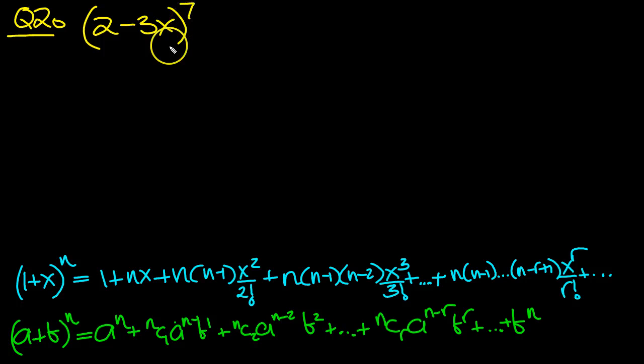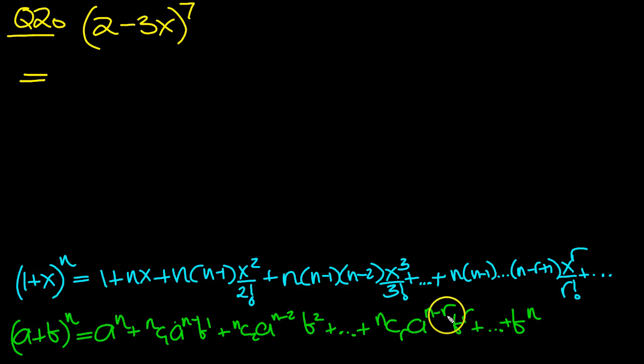2 minus 3x to the power 7. So here's the formula down here that we need. So let's use that formula then. Our first term a is 2. Our second term b, our last term so to speak, is minus 3x. And our power n is 7.